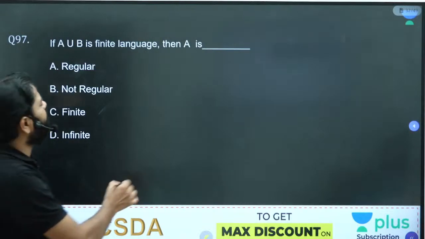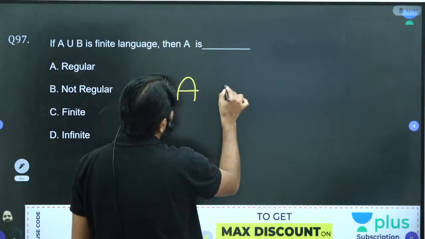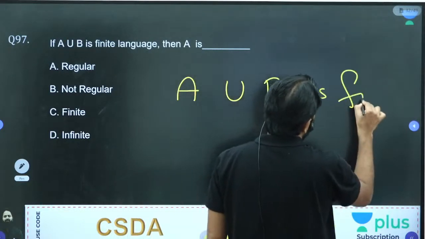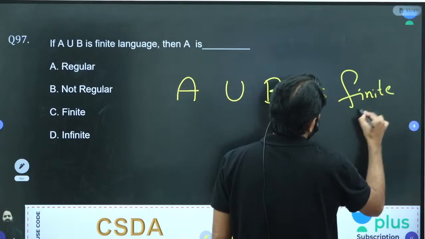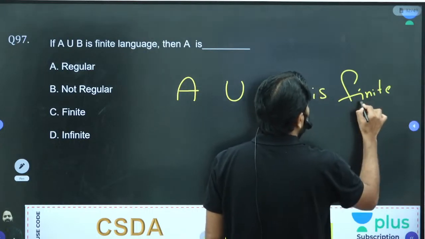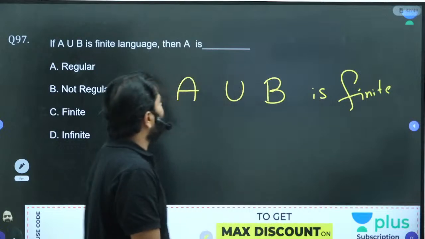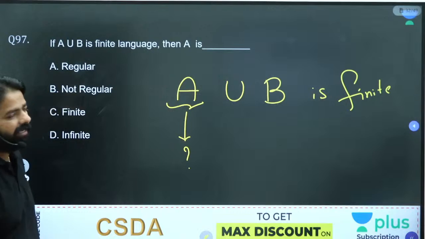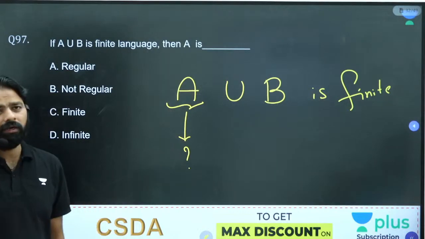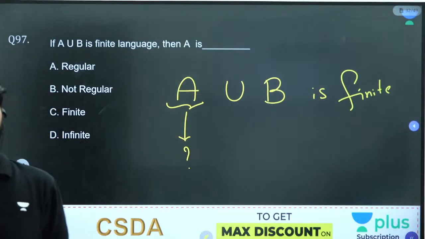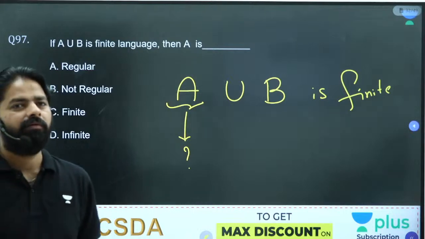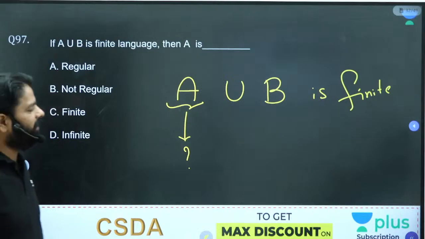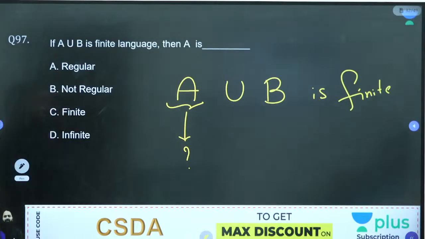Now, A union B is a finite language. We don't know about A, we don't know about B, but the result is finite. We only know the union is finite. Now, what happens to this A? Can we say finite? Can we say infinite? Can we say regular? Can we say not regular? Now you have a good question. You can say something now about A. Previously you were not able to conclude, now you can conclude.